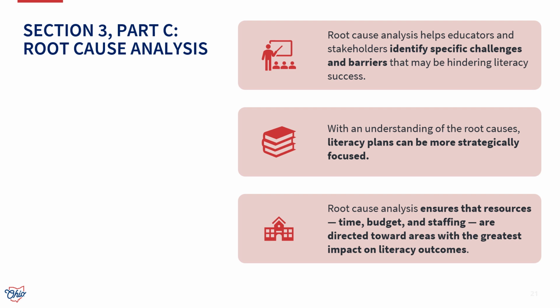A root cause analysis supports this alignment by ensuring that instructional and systems level supports are tailored to the actual needs of students and educators. A root cause analysis ensures that resources, such as time, budget, and staffing, are directed towards areas with the greatest impact on literacy outcomes. This efficiency is critical for a sustainable literacy plan that can adapt to changing needs and priorities over time.